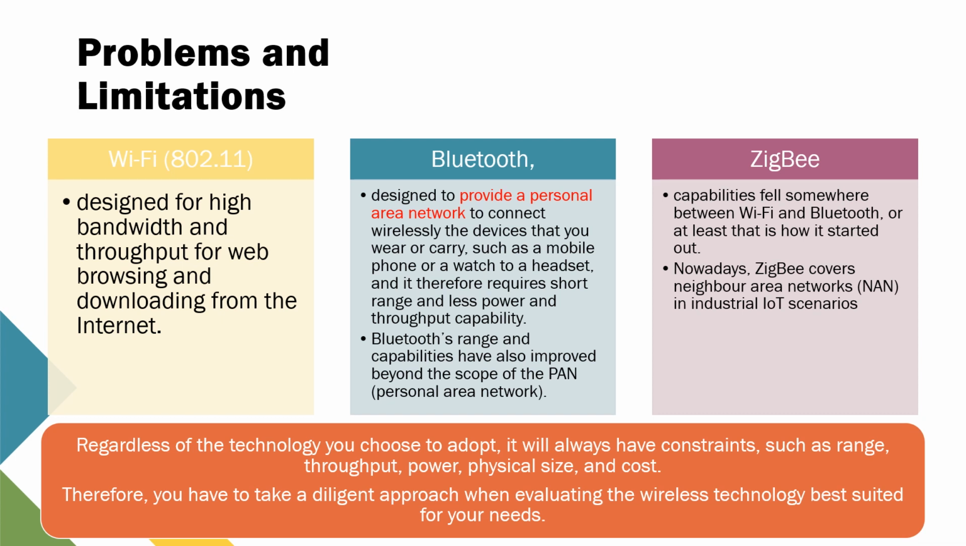Regardless of the technology that we choose to adopt in our factory or in our industry, there will always be constraints. For example, range constraint, throughput, power, physical size, and cost. That's why we must approach this diligently, according to the needs of our area, our industry, and our use, when we select which type of wireless communication we want to adopt.